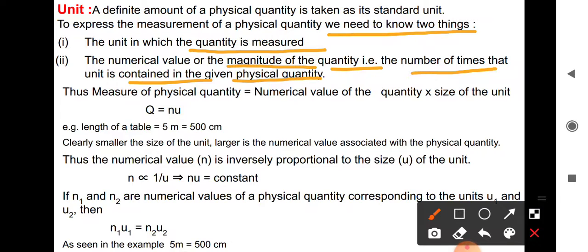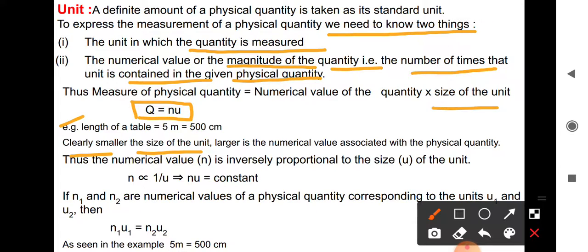Let us take an example of mass. Suppose we are measuring the mass. In which unit are we measuring it? In kg, gram or milligram, and how much? That how much is the magnitude or numerical value, and kilogram or milligram or gram is the size of the unit. So the formula is Q equals n u, where n is the numerical value and u is the size of the unit. Example, length of the table 5 meter equals 500 centimeter.